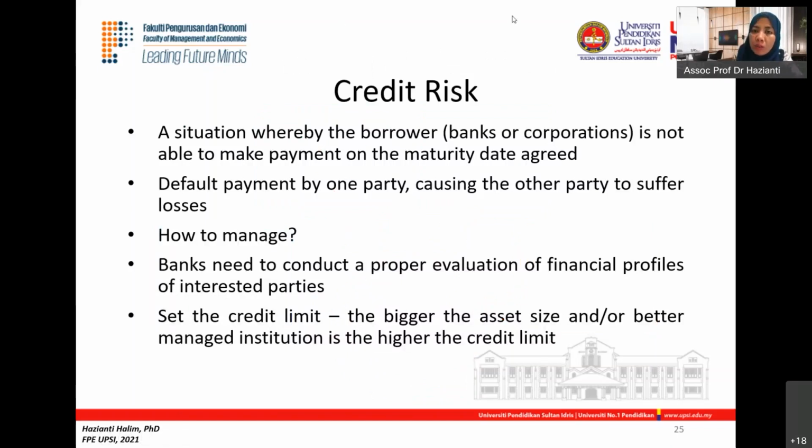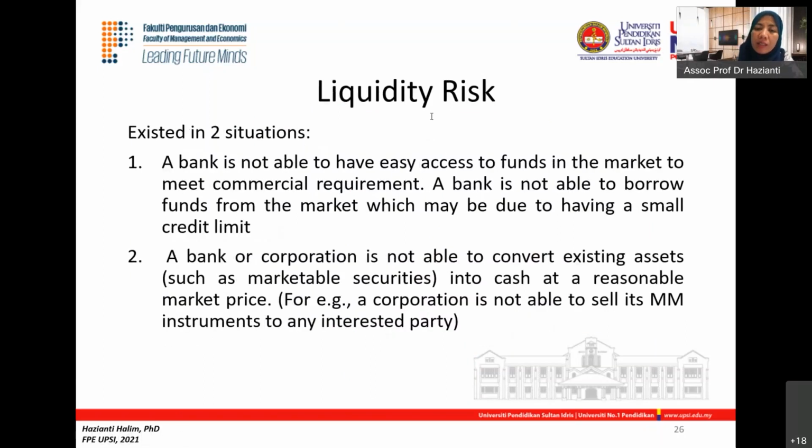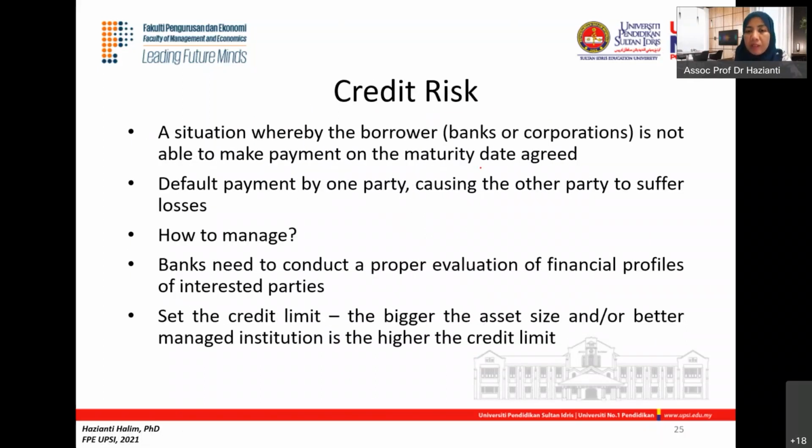Situation whereby the borrower, so in this case we're talking about banks, is not able to make payment on the maturity date agreed. This is the risk. So when we talk about credit risk, we're talking about default. Default payment by one party, so the other party has to suffer losses. So how to manage? This is interbank. Interbank can also be one bank or corporation not able to make payment on the maturity date. So how to manage this?